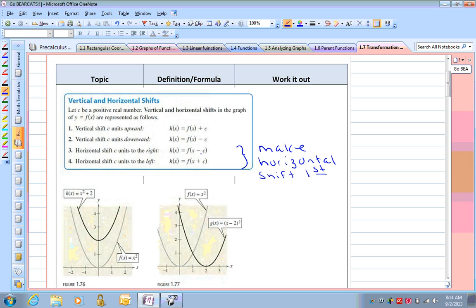Also, don't forget anything with x sort of happens opposite of what you anticipate. So if it says x minus a value, you're really going to go to the right. If it says x plus a value, you're really going to the left. So the opposite of what you think.